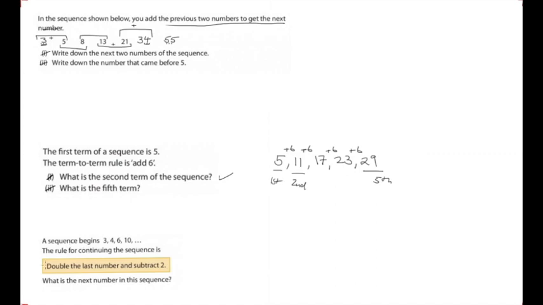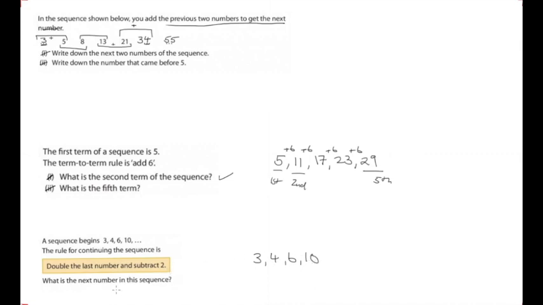Okay. Now, let's go on to the next one. So a sequence begins 3, 4, 6, and 10. I'll just write that over here. 3, 4, 6, and 10. The rule for continuing the sequence is double the last number and subtract 2. Okay, let's see. For example here, double 3 and then take away 2. Double 3 is 6 and minus 2 is 4. Okay, that's true. Double 4 is 8, minus 2 is 6. Double 6 is 12, minus 2 is 10. Okay, I can see how that's the rule.